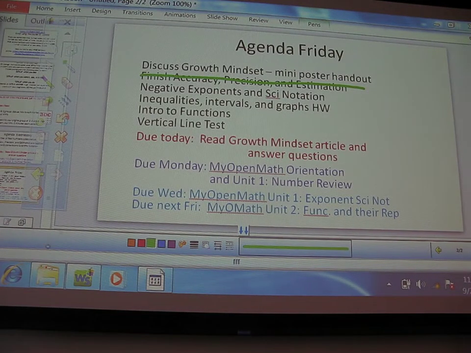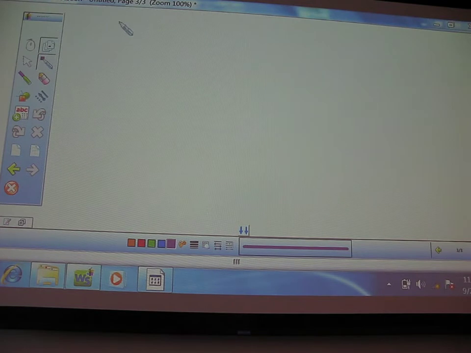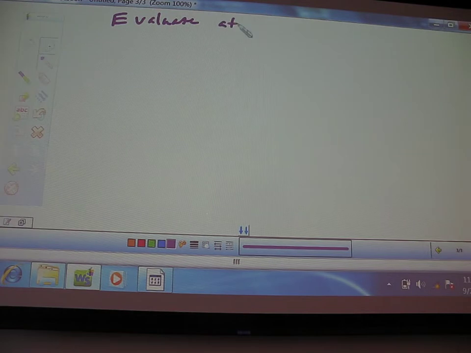Functions. Yes, I did want to bring up some things. Thank you for mentioning that. So here, just a couple of comments about functions. So you might get something that says evaluate at x equals 2, for example. And then I'll give you this thing.